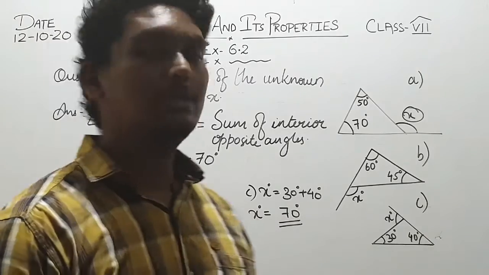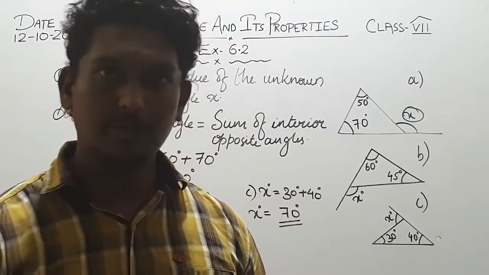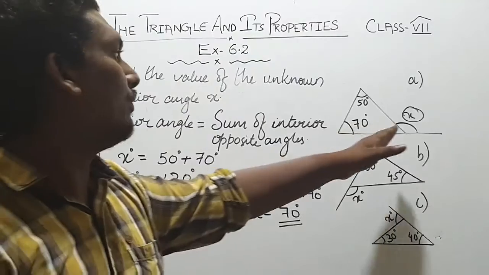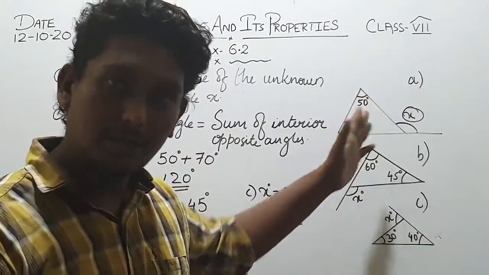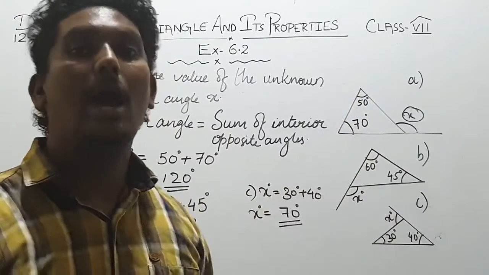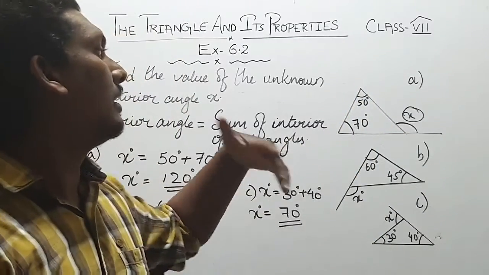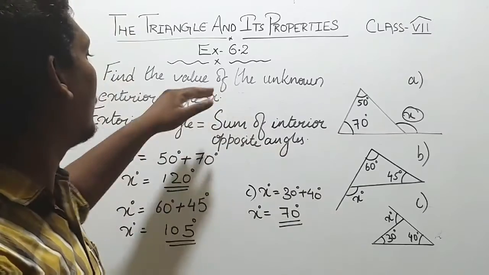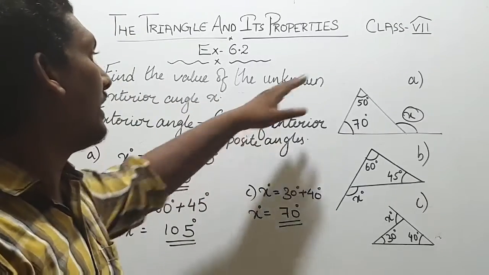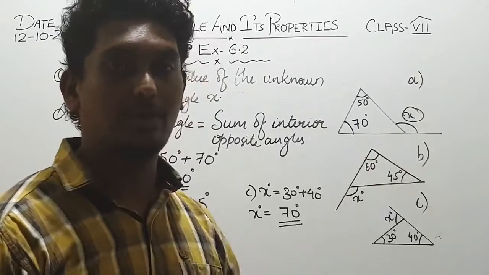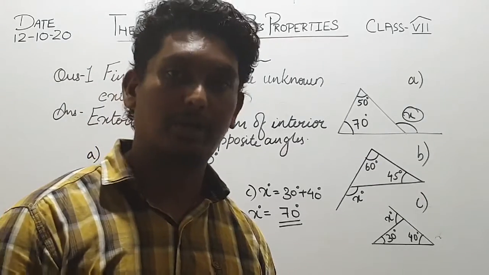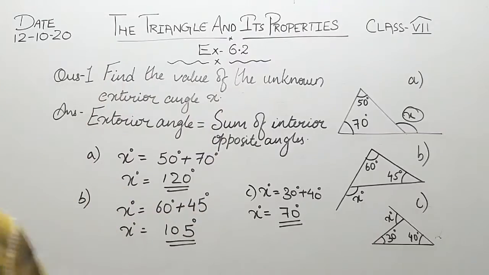So these are the three questions. Hope it is clear to you. For finding the exterior angle, we have to do the addition of the interior opposite angles. Or if the question asks to find the interior angle, there we have to do the subtraction with the exterior angle. That we are going to do in the next part. Just go through it.